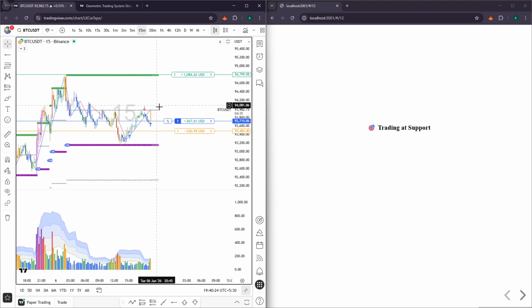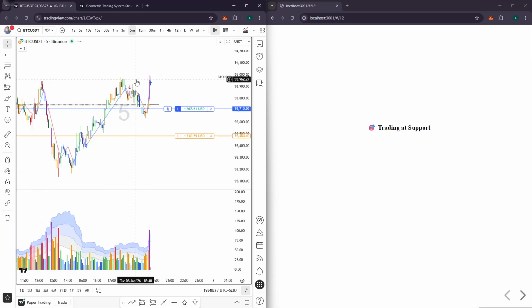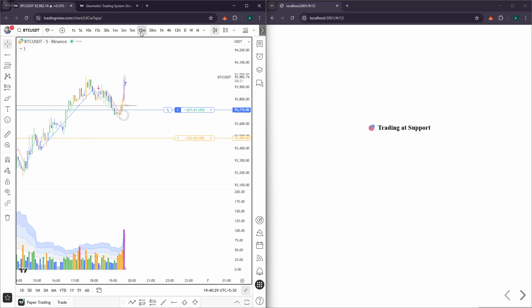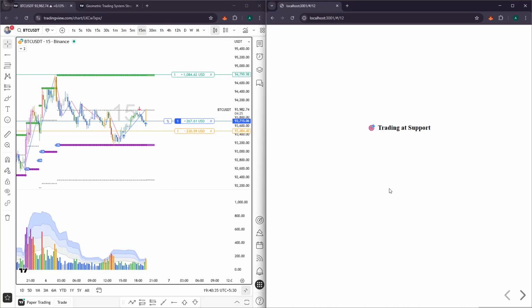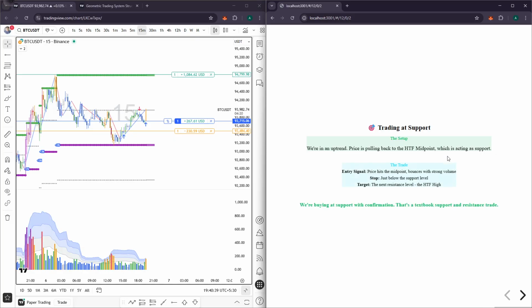So, as I showed you on the 5 minute time frame, we can see on the 15 minute time frame as well, candle wise, when the new candle forms, this resistance is gonna become support, and then it's gonna go up. So trading at support that we talked about, I showed you this example. So we bought at the support with confirmation. That's a textbook support and resistance trade.